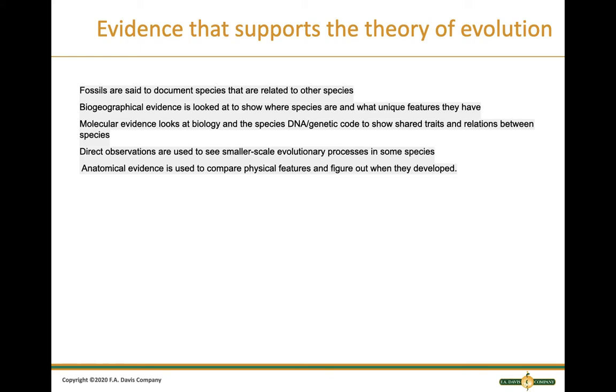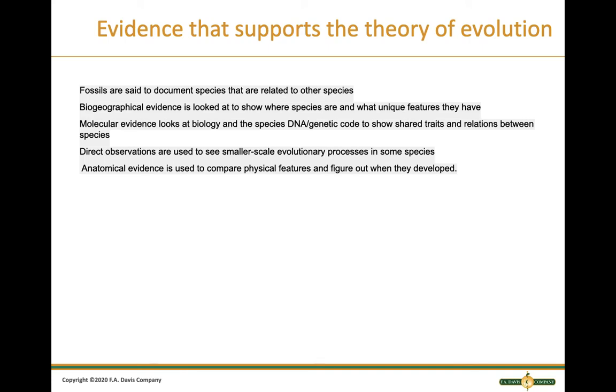Molecular evidence looks at biology and the species' DNA or genetic code to show shared traits and relations between species. Now with DNA sequencing, we can compare two species' DNA and see how related they are by how similar their DNA is. Direct observations are used to see smaller-scale evolutionary processes in some species. We can see this, for example, in bacteria. We can look at how antibiotic resistance develops in bacteria in just a few generations, and we can see this in a matter of days in something like bacteria that reproduce really quickly.